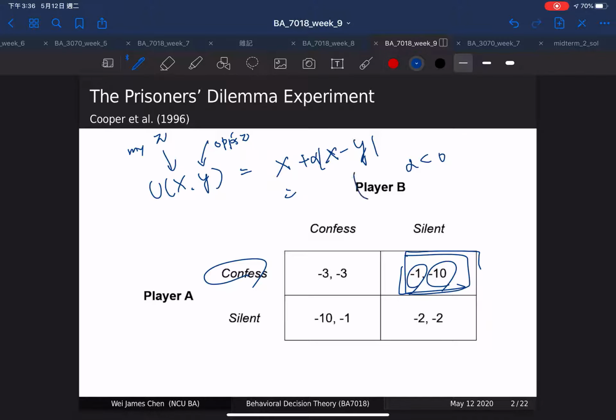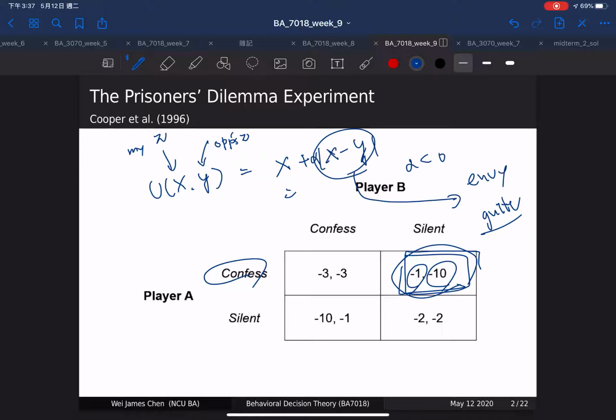This can be separated into two effects. One is called envy, and one is called guilt. Envy means I have less than you do, so I envy you. In this case, the difference between what I get and what you get would be big, right? The other one is guilt. In this case, I only get 1 year, but you get 10 years. I feel guilty. So this one also makes the difference big.